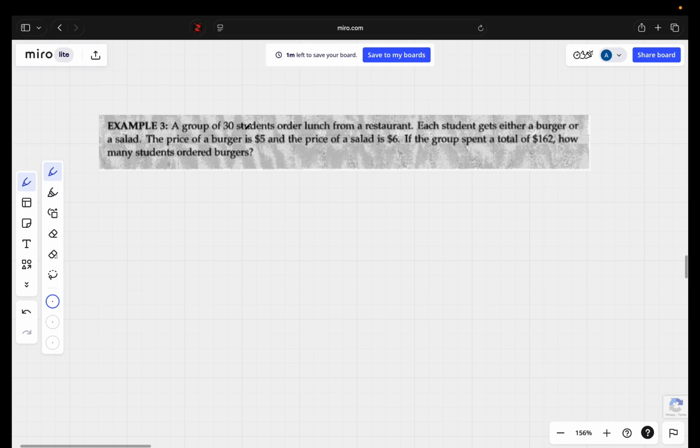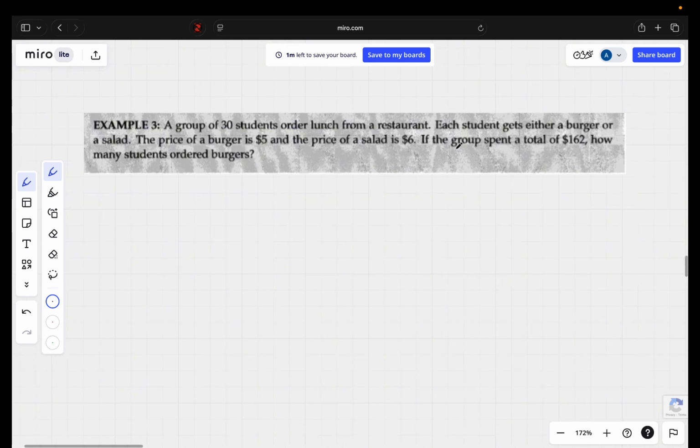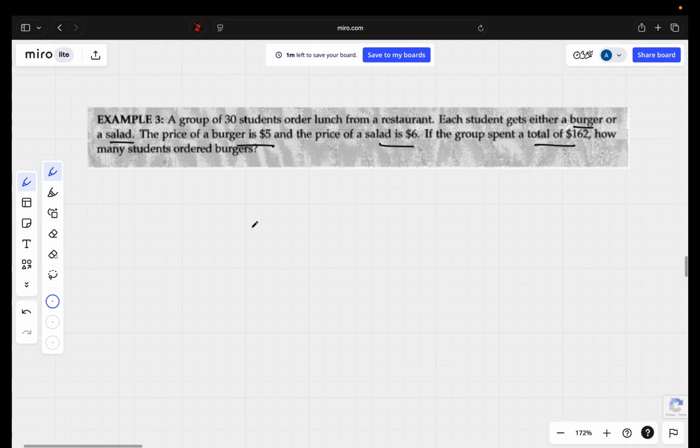It says a group of students, we have 30 students who ordered lunch from a restaurant. Each student gets either a burger or a salad. The price of a burger is $5, the price of a salad is $6. They spent a total of $162. Now, I can say, for example, the number of burgers ordered is x and the number of salads is going to be, let's say, y. So in this case, x is the number of students who get burgers, y is the number of students who get salads. So in total, that should mean that I have 30 students.